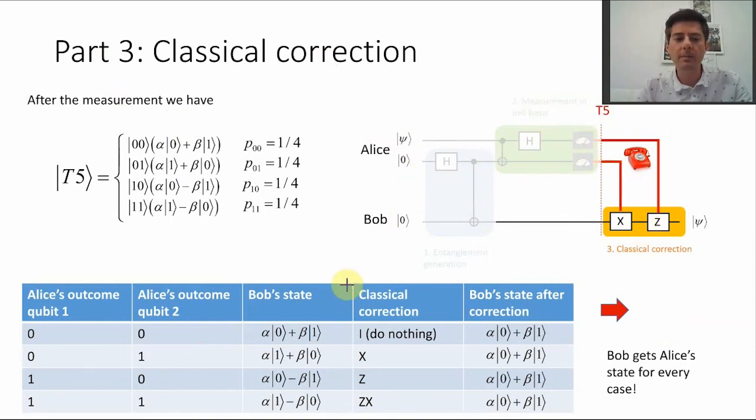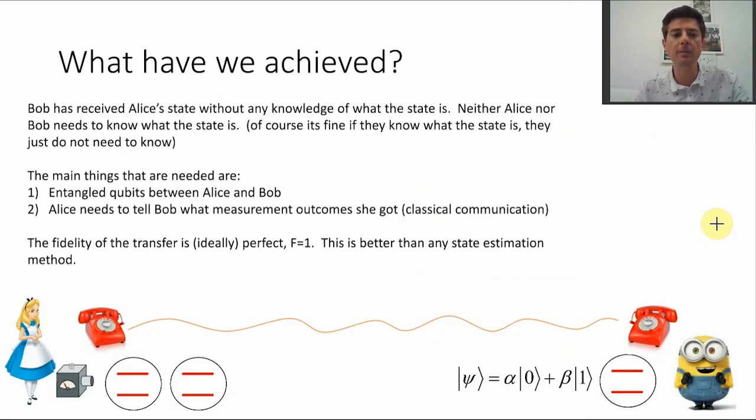Even in the measurement step, Alice just gets these 4 cases with probability 1/4 each. That doesn't tell you anything about the state. It's just random, like throwing a dice. And all she needs to do is tell Bob what that is, and then Bob can apply some gates. Bob also doesn't know what this state is, but he can be sure that it is the state that Alice originally had. So neither of them knows what the state is. Of course, it's also fine if they do know what the state is.